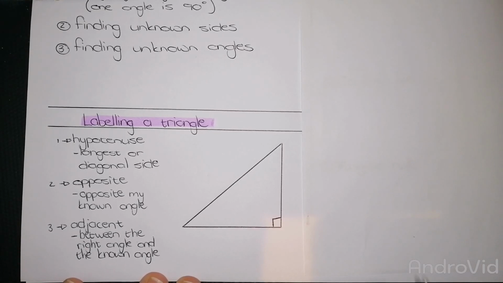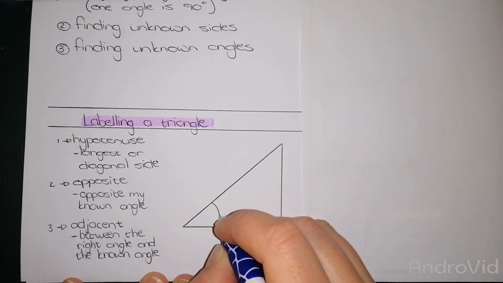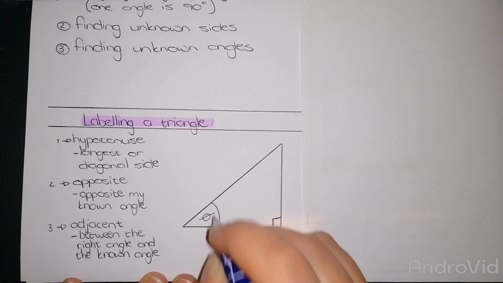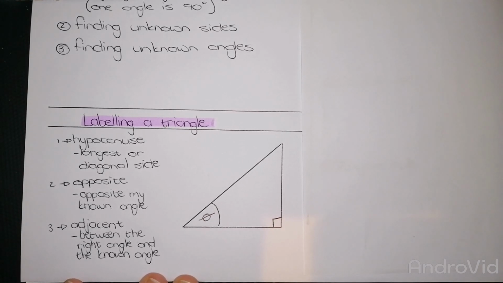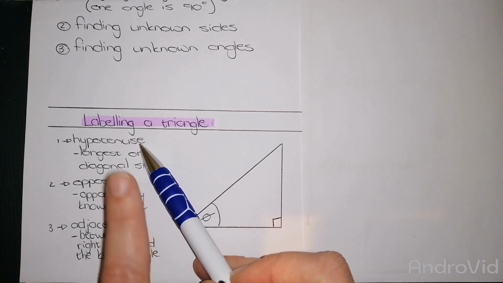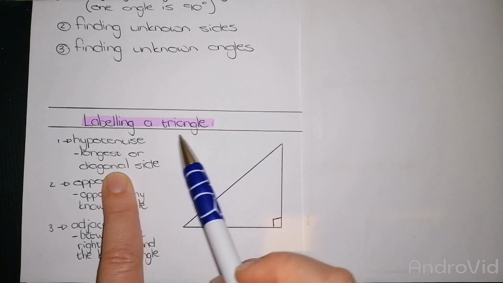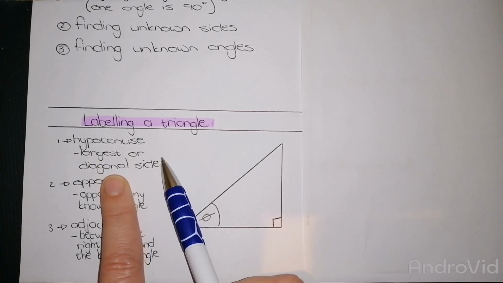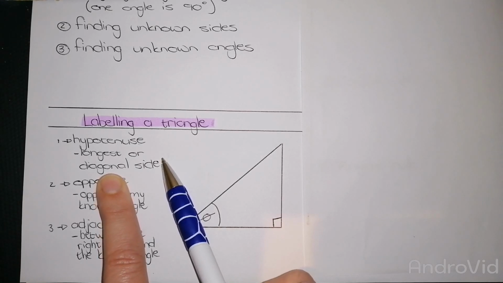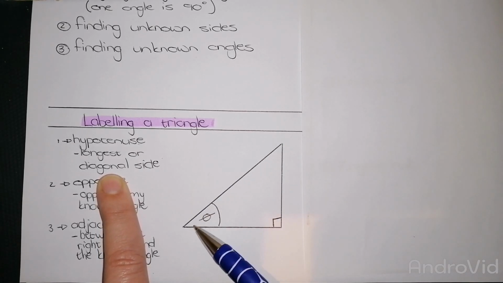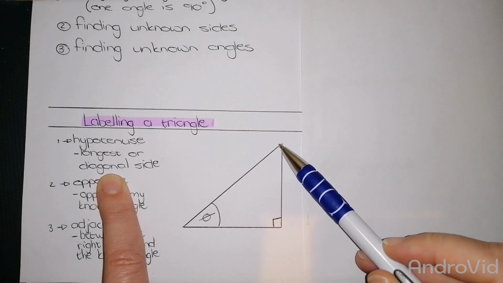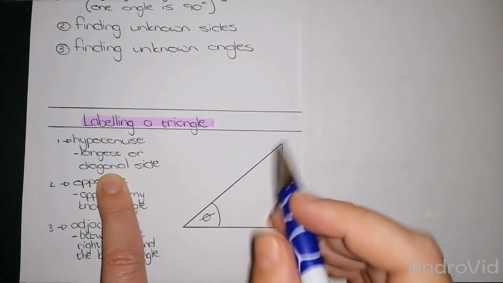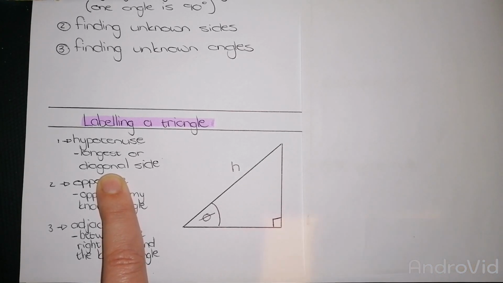The example we're going to use for labeling is this triangle. Let's say, for instance, that this is my unknown angle, which is also known as theta. I need to label this triangle according to these sides. The first side that I'm looking for is the hypotenuse. We've said it's always the longest or diagonal side and opposite the right angle. Looking at this, there's only one diagonal side, which is that one. So therefore, that side is labeled with an H.